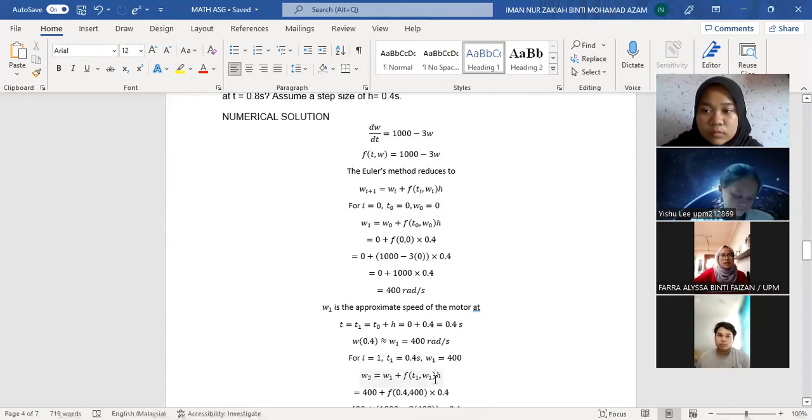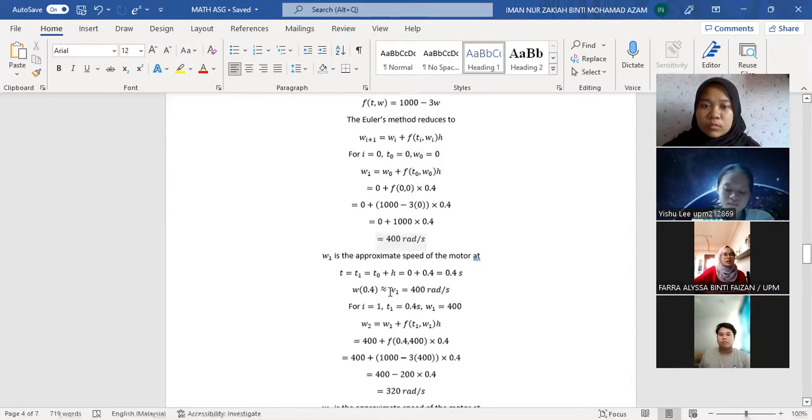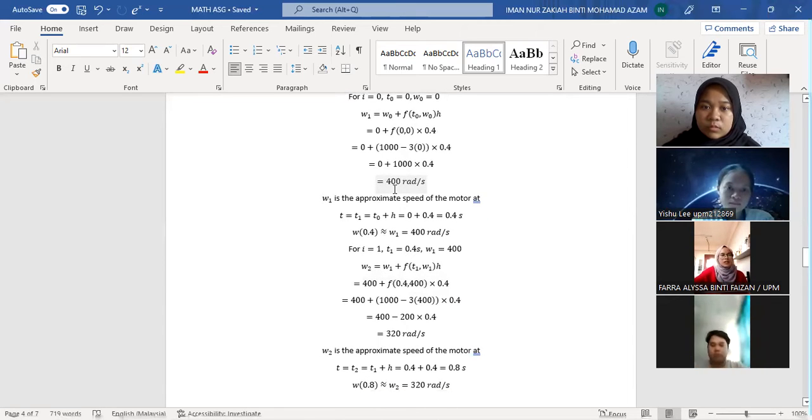So this is the numerical method. And to begin calculating, I utilized the formula that is currently displayed on the screen. Because the question stated that the initial speed is 0 at 0 seconds and the motor speed is 0 radian per second, I simply substituted the numbers into the given formula to obtain W subscript 1. After getting W subscript 1, I tabulated the data.